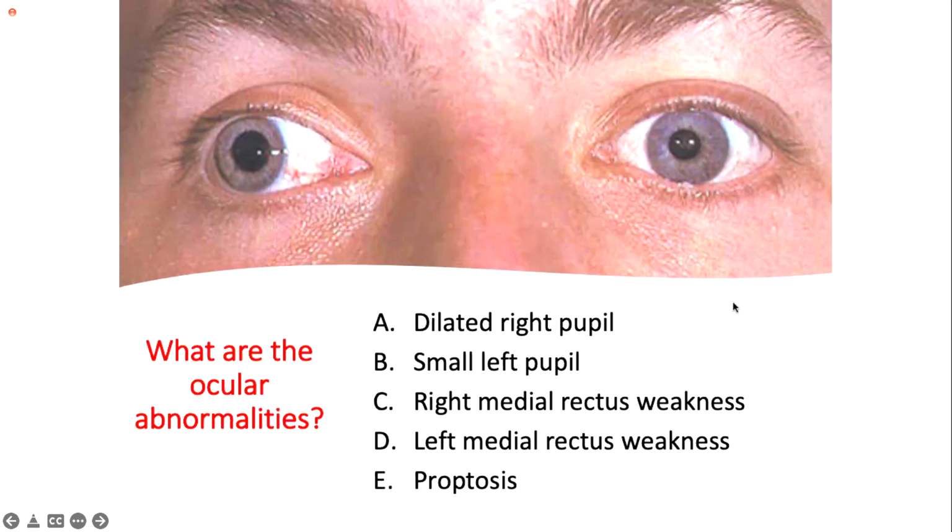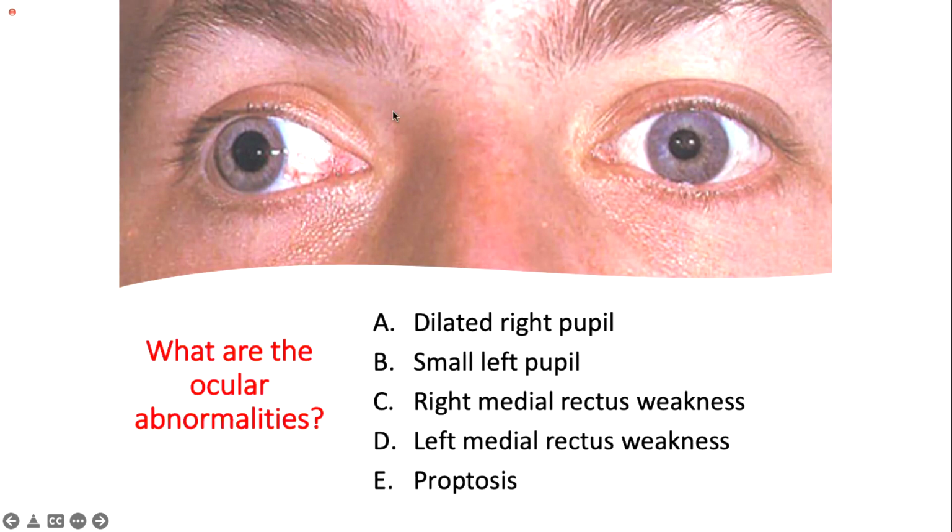Now this is a bit tricky question because you do not know which way the patient is looking. So you have to assume that he's looking forward. If you are not told which way the patient is looking, always assume that the patient is looking straight. So if the patient is looking straight, then this side looks deviated to the right side. If the eye is deviating to the right side, then there is right medial rectus weakness. So if this is the abnormal side, then this is the abnormal pupil. Otherwise you won't know whether this is small and this is large, or this is large and this is small.